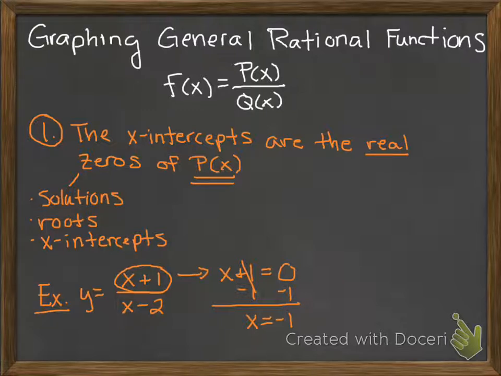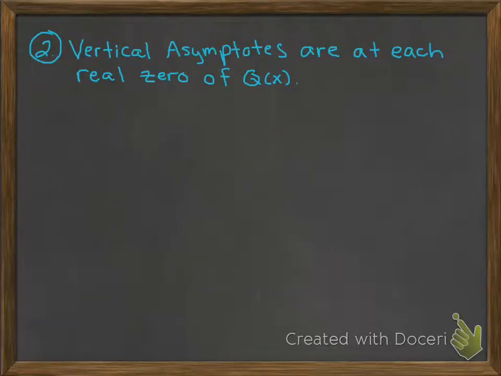So let's take a look at the second piece of information that rational functions can tell us. The second thing that we're going to look at are the vertical asymptotes. Vertical asymptotes are at each real zero of q of x. Now let me bring in that previous function that we had and we can take a look at this.